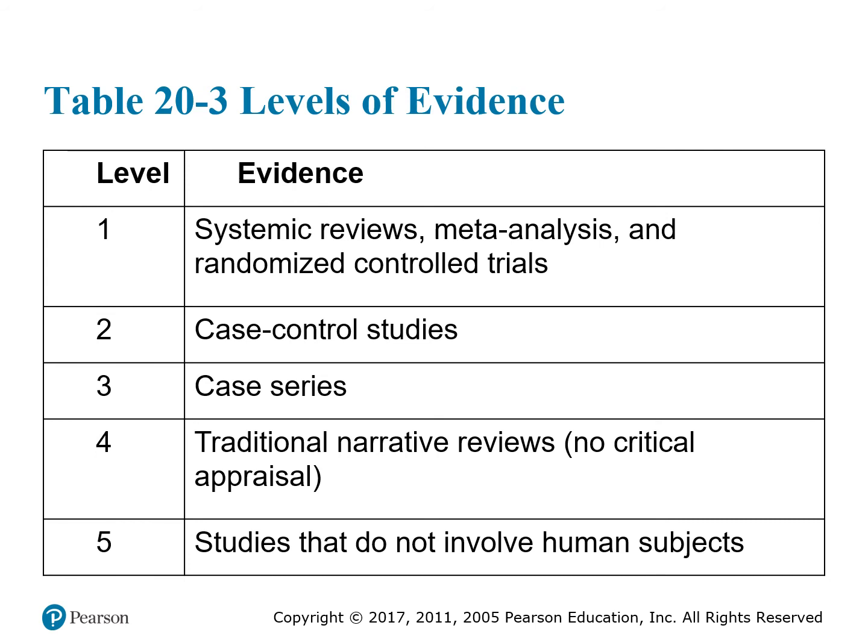Next up is case control studies, then case series. Case series only study one thing. They don't compare it to a control, so it's not as good. Traditional narrative reviews, which have no critical appraisal, are typically anecdotal. They're like case selection kind of thing. And then 5 are studies that don't involve human subjects. These are studies that are done in vitro, meaning done in a petri dish, so they're not on people. But they're still good studies.